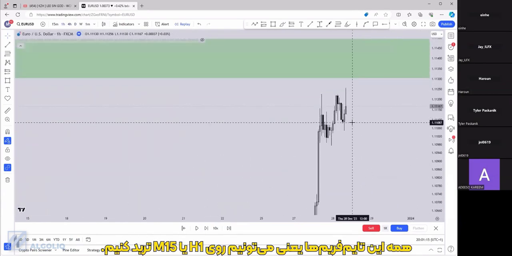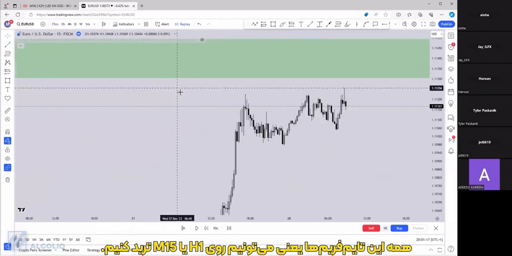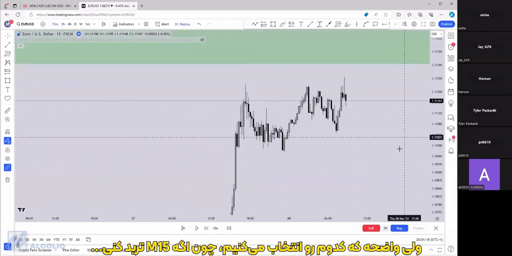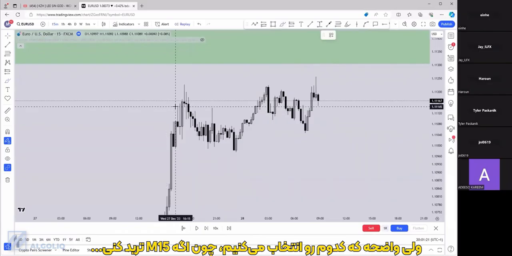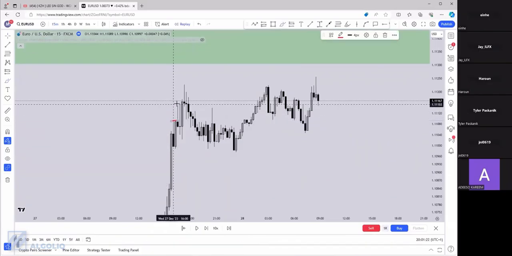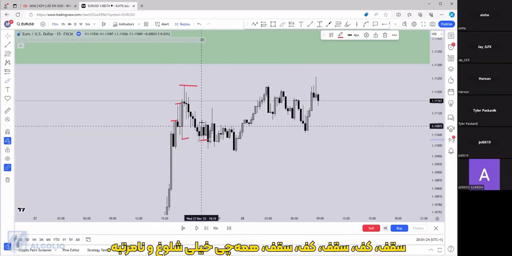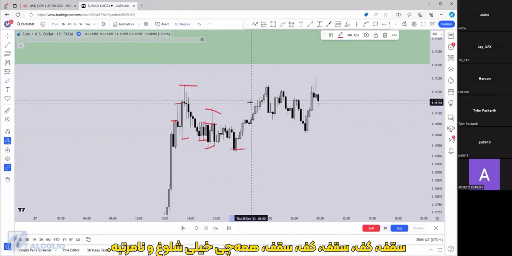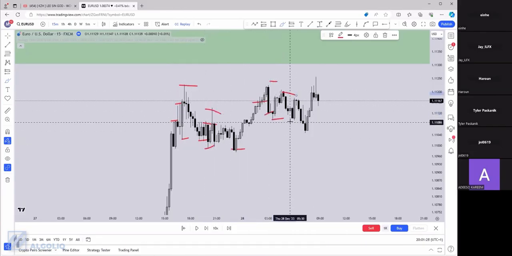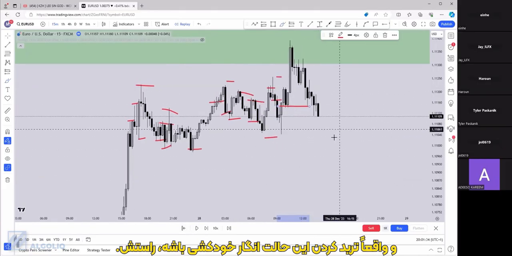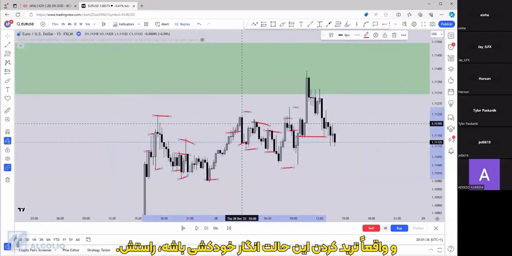All these time frames would mean that we can trade H1 or M15, but it's pretty clear which we would choose, because if you trade M15, high, low, high, low, high, everything is like super messy, right? And trading this would be, I don't know, suicide, honestly.